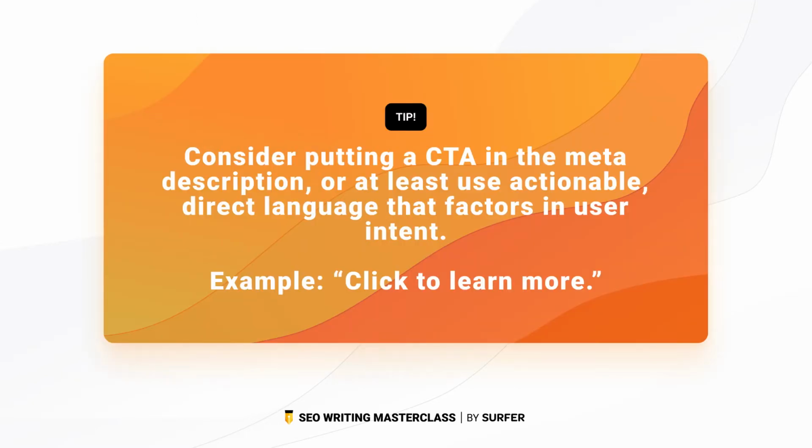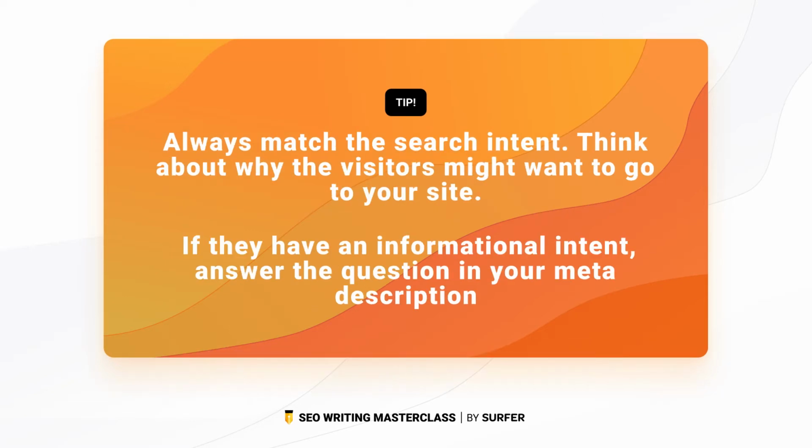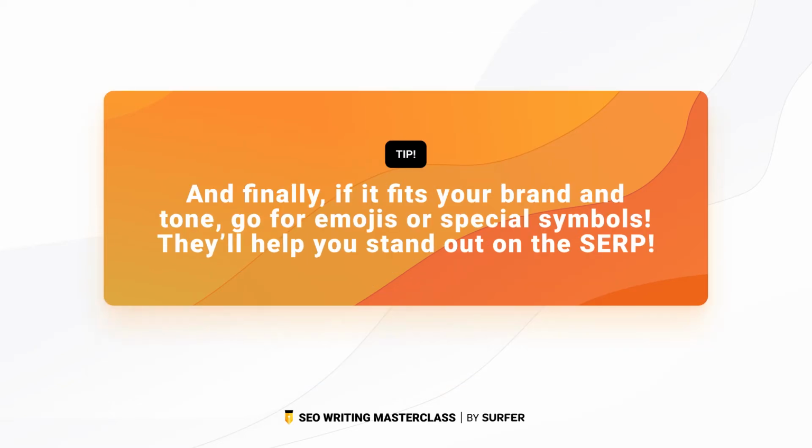Number 1, consider putting a CTA in the meta description, or at least use actionable, direct language that factors in user intent. Number 2, always match the search intent. Think about why the visitor might want to go to your site. If they have an informational intent, answer the question in your meta description. If their intent is commercial and they're researching many options for a given product, maybe list a few of these options in the description. And number 3, if it fits your brand and tone, go for some emojis or special symbols. They'll help you stand out on the SERP. Hope that helps. Let's talk a little bit about title tags.